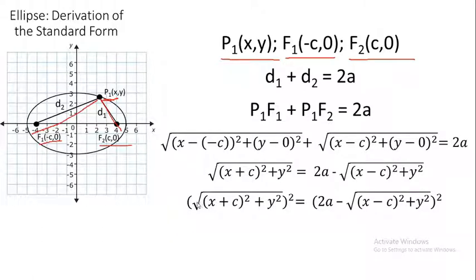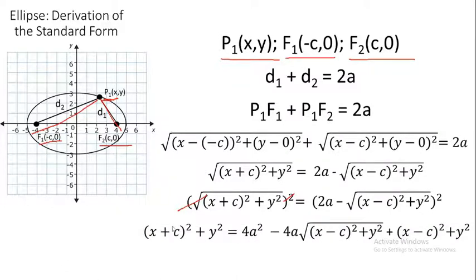We must square both sides in order to cancel the radicand. Squaring both sides: square the first, 2 times the first and the last, and square the last. It will arrive at this equation equals the square of 2a, which is 4a squared, minus 2 times 2a, 4a times the square root of quantity x minus c squared plus y squared, plus we cancel the radical, leaving us with the quantity x minus c squared plus y squared.